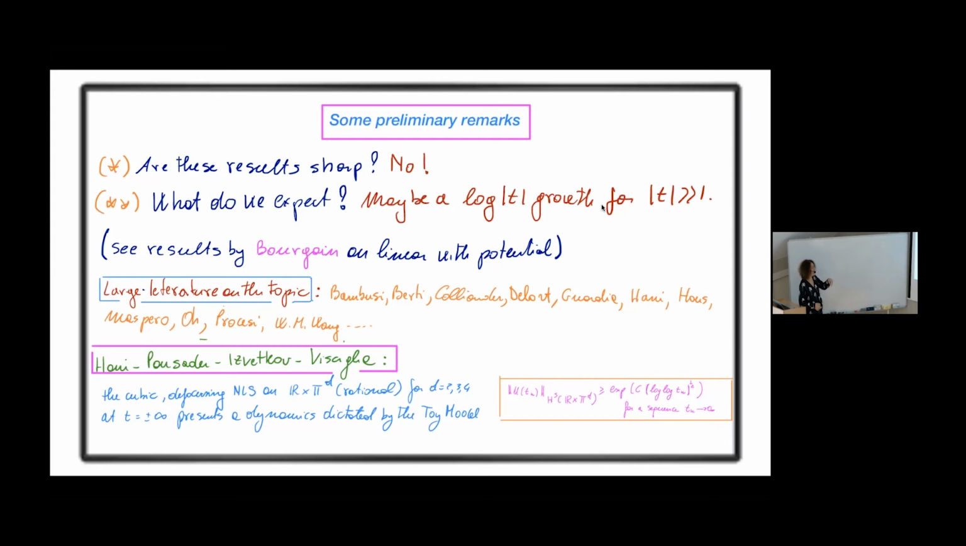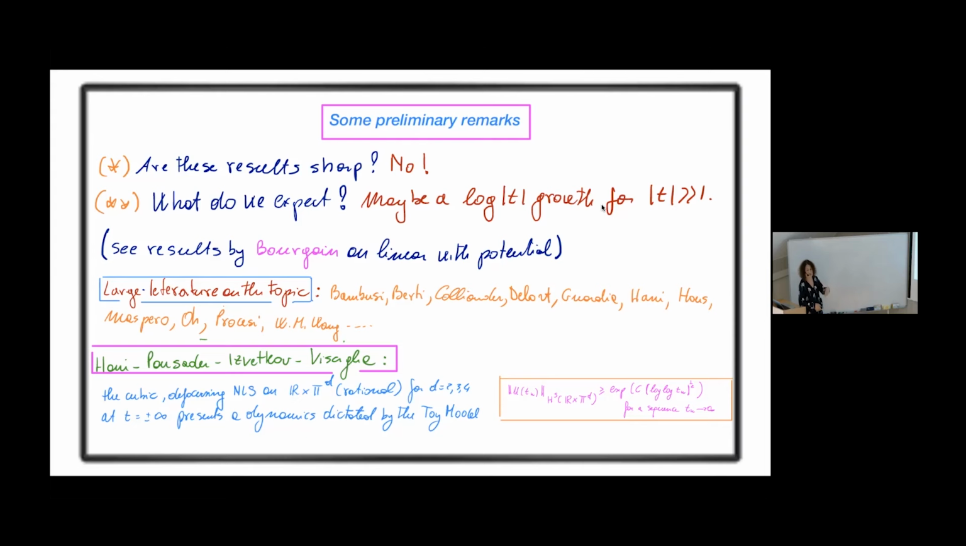And then I just want to mention, is there a situation in which at least we know that there is a logarithmic growth? Well, this is a work of Hani, Pausader, Tzvetkov and Visciglia. The difference is that their NLS is in a mixed domain. So there is one line, that's R, crossed with the torus. And in fact, what they obtained is that in a certain sequence of times, there is some growth, which is logarithmic.